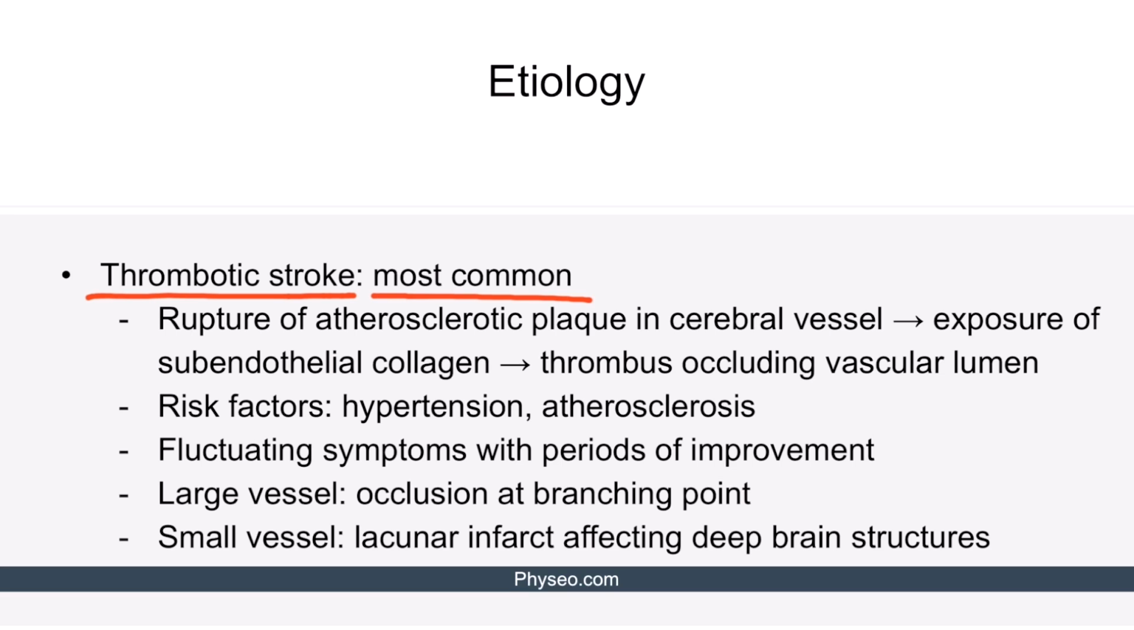Risk factors for thrombotic stroke include hypertension and atherosclerosis. Remember that, in general, the greatest risk factor for any type of stroke is hypertension. Patients with thrombotic stroke typically have fluctuating symptoms with periods of improvement. Thrombotic stroke can involve both large and small vessels. A large vessel is typically occluded at the branching point of the vessel. Small vessel involvement, on the other hand, causes a lacunar infarct affecting deep brain structures.